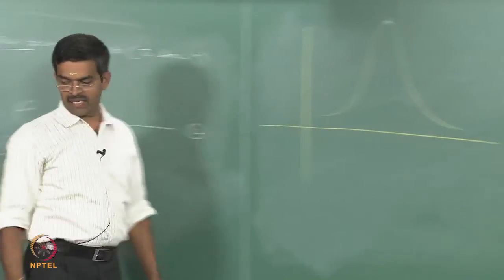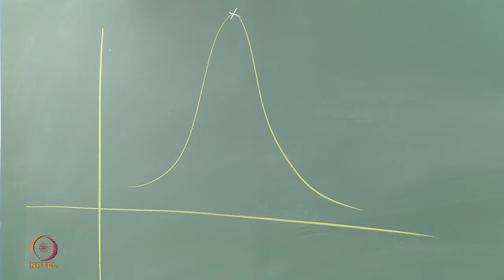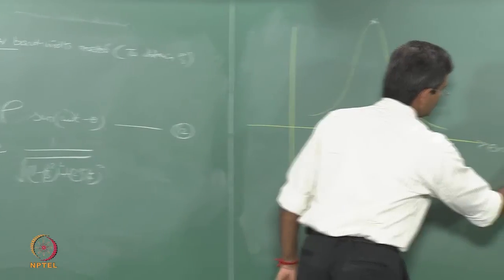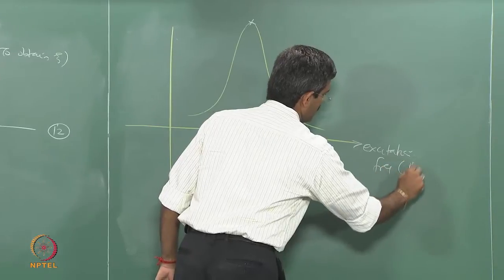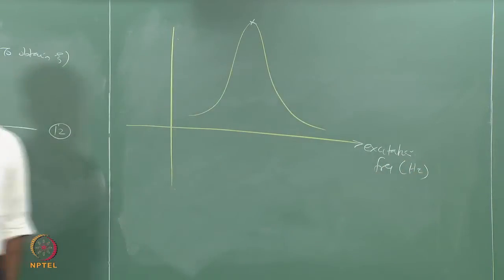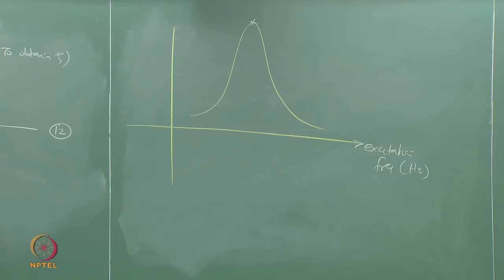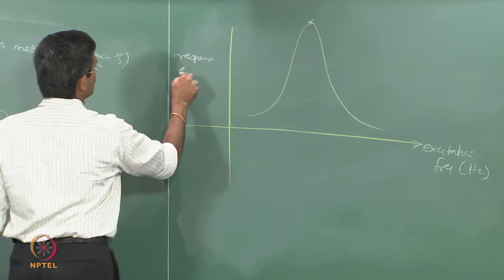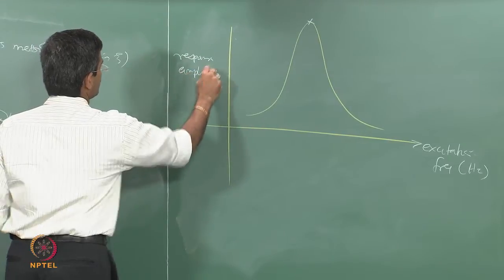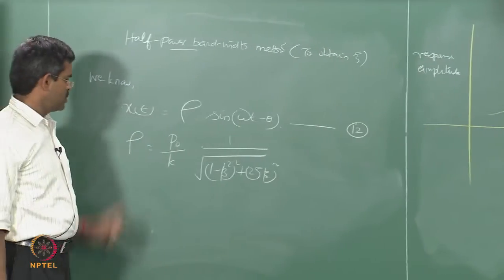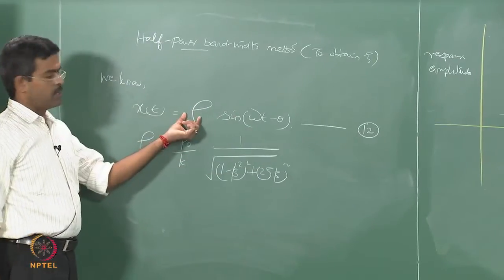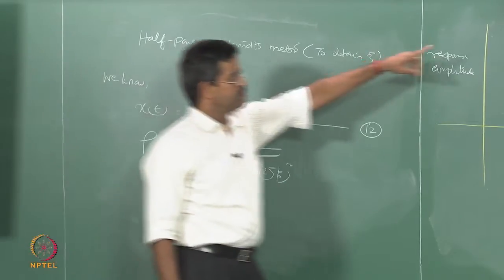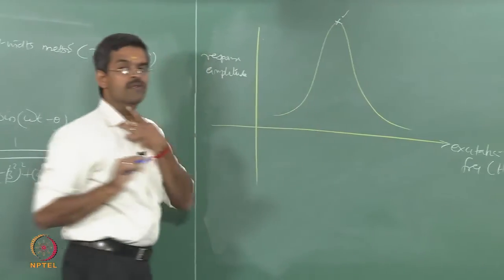Now, the plot will have an x axis as the excitation frequency, in hertz, and this will be response amplitude. Which is this, okay, this part, only the amplitude. It will have a peak, okay, I know this value from the plot.